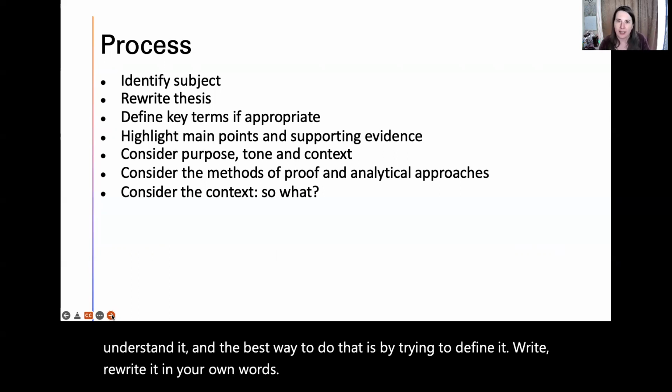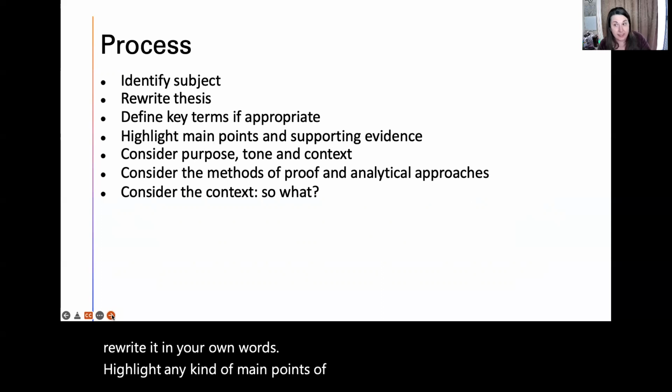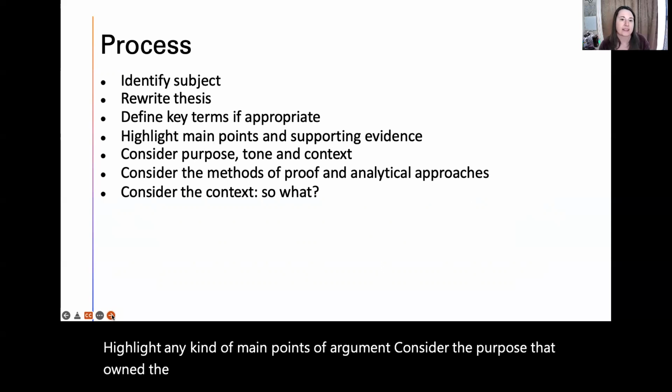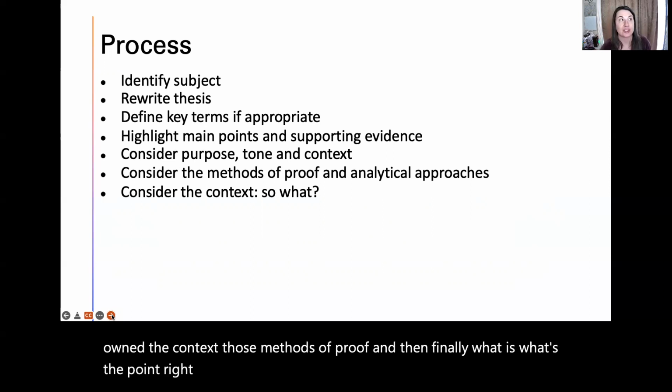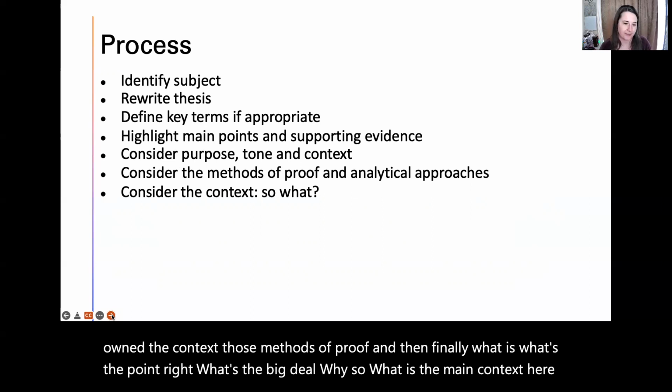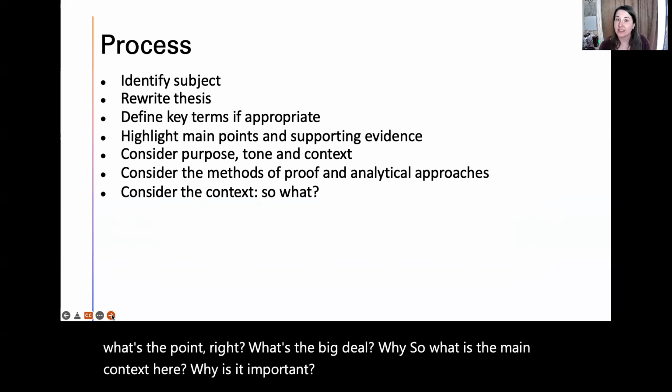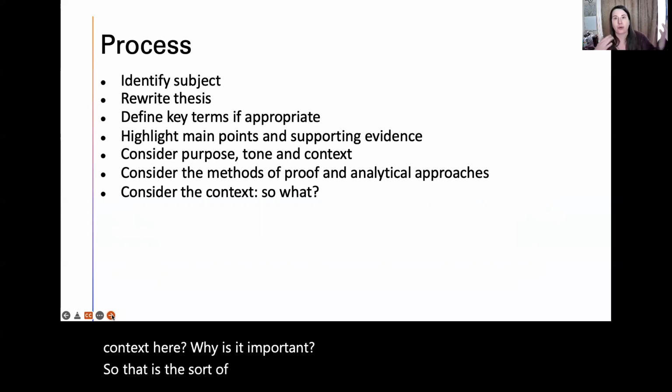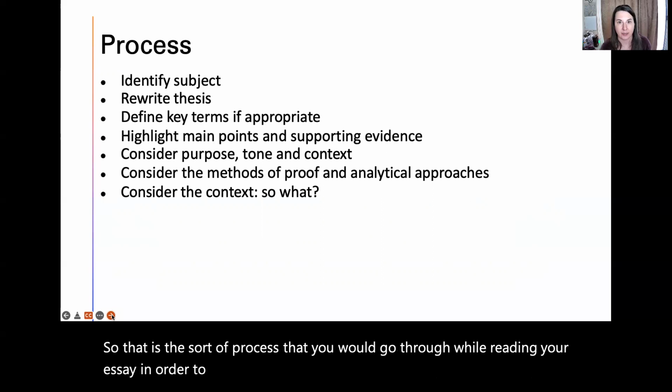Highlight any main points of argument. Consider the purpose, the tone, the audience, the context, those methods of proof. And then finally, what's the point? What's the big deal? So what? What is the main context here? Why is it important? So that is the process that you would go through while reading your essay in order to draft this essay summary assignment.